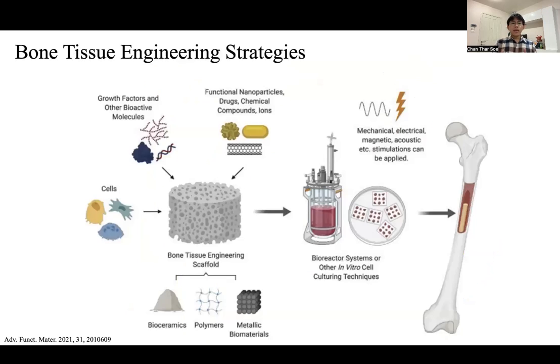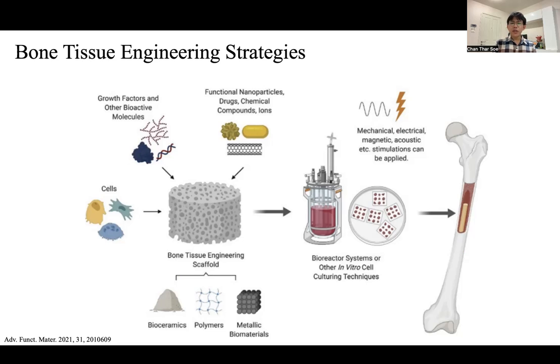So here we are going to do engineering for bone regeneration. In this case, we are going to mimic this spongy area of the real bones, and then fabricate a spongy material. We call it a scaffold.